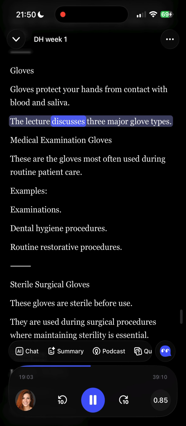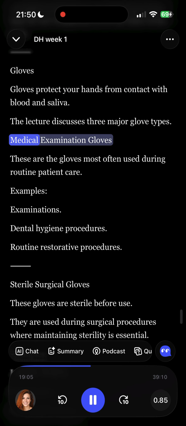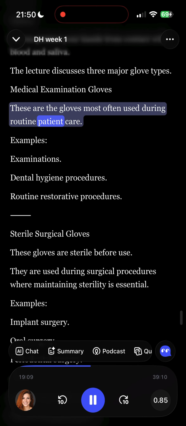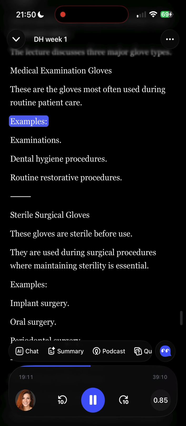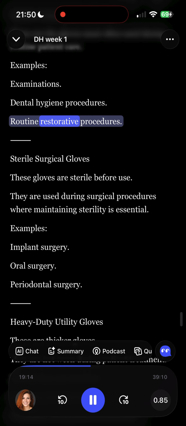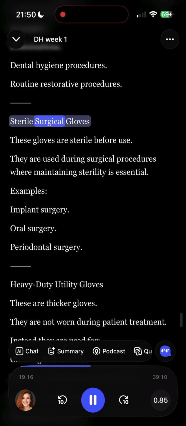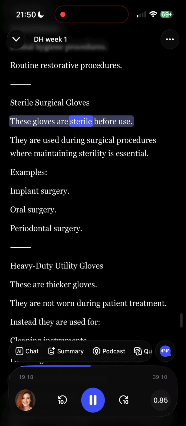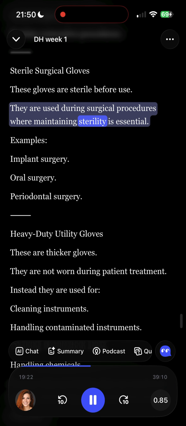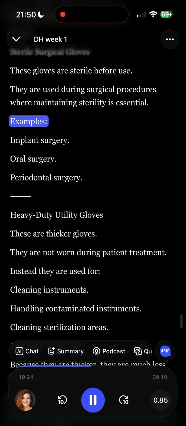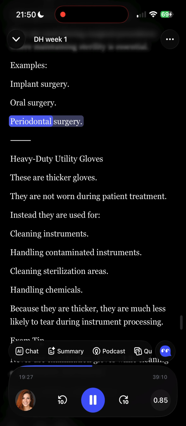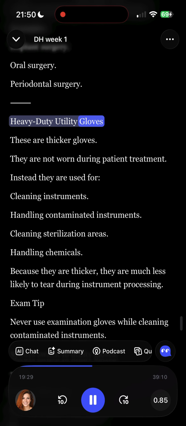The lecture discusses 3 major glove types. Medical examination gloves. These are the gloves most often used during routine patient care. Examples: examinations, dental hygiene procedures, routine restorative procedures. Sterile surgical gloves. These gloves are sterile before use. They are used during surgical procedures where maintaining sterility is essential. Examples: implant surgery, oral surgery, periodontal surgery.